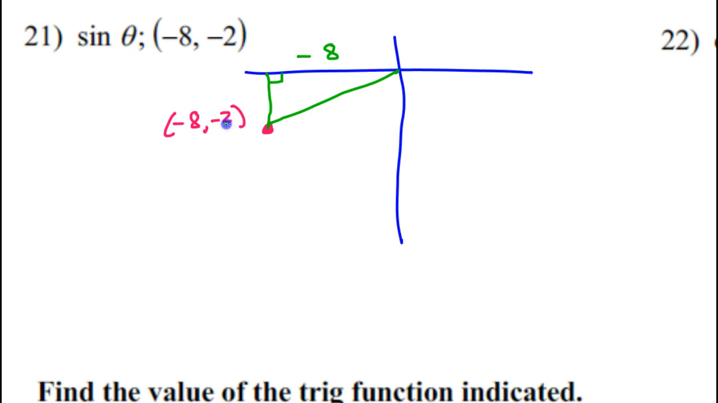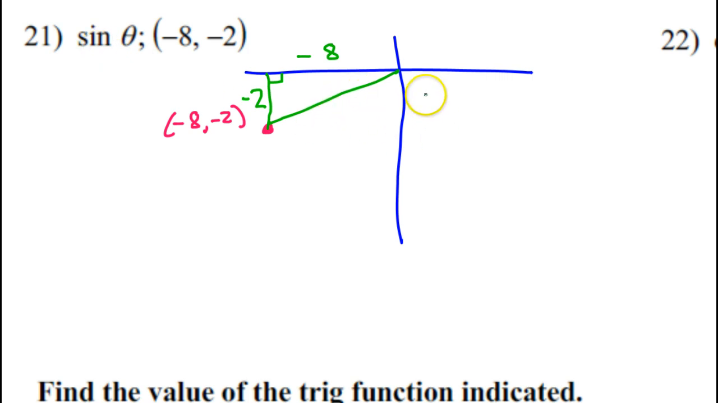This y value is negative 2. That means this side of the triangle has length 2. And again, I'll just call it negative 2 because it's down. Now we are going to need to know what the hypotenuse is because the sine function involves the hypotenuse.